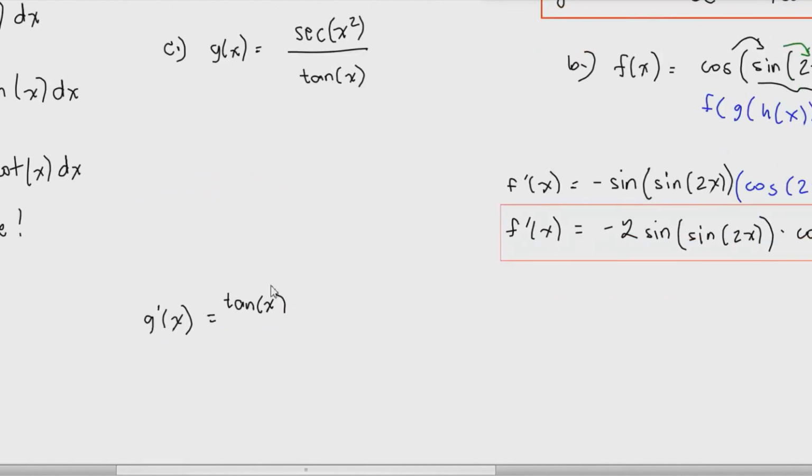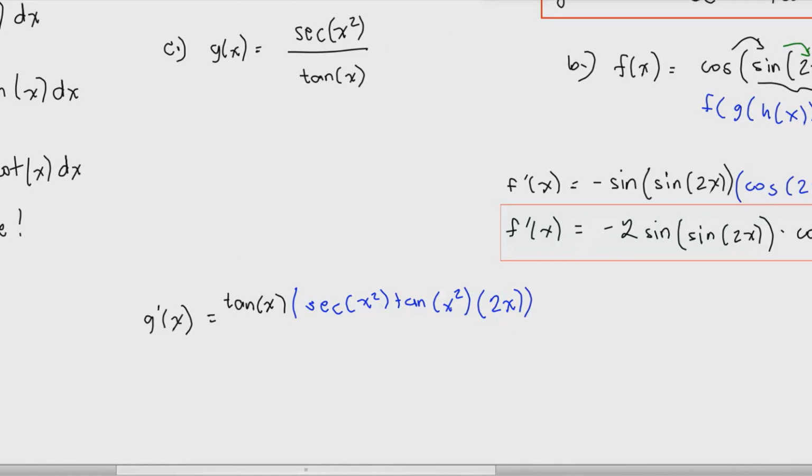Okay, so the derivative of the numerator would be, let me use another color, secant x squared. So remember, the derivative of secant would be secant, and then you just copy what's inside, x squared, and then tangent x squared, and then you take the derivative of what's inside. So you multiply all of this with 2x, and we're done with f prime x. So this whole term here is the f prime x, and then this one is g of x.